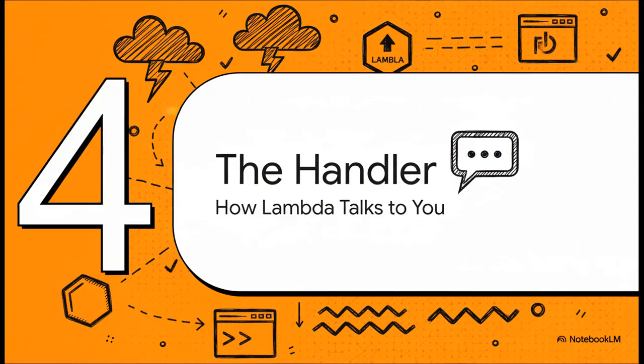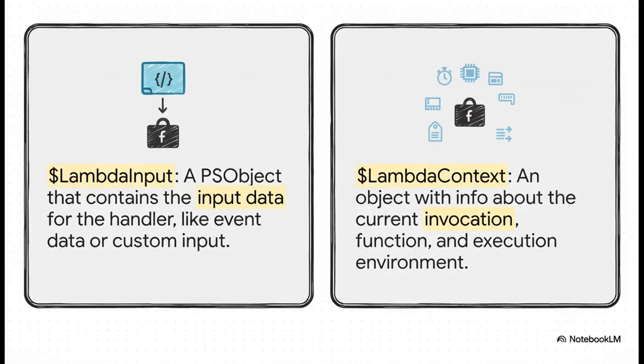Okay, so our function is live in the cloud. But how does that even work? How does the AWS Lambda service actually talk to our little PowerShell script? Well, that communication bridge is something called the handler. Hey, remember those 2 special variables from the template? This is where they come into play. It's actually pretty simple. $LambdaInput is the what. It's the data, the payload, the specific thing you want your function to work on for this one particular run. And $LambdaContext is the how and where. It's all the metadata about the function's execution itself.